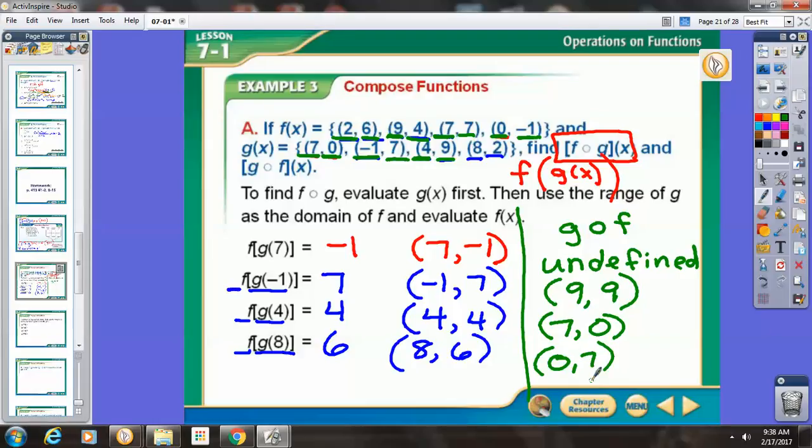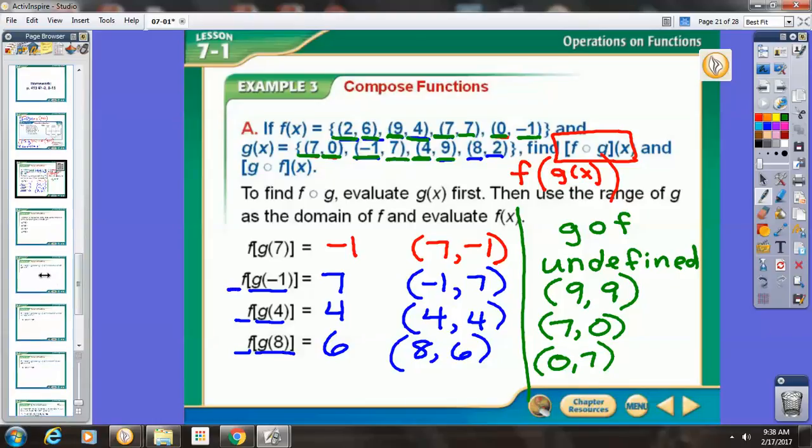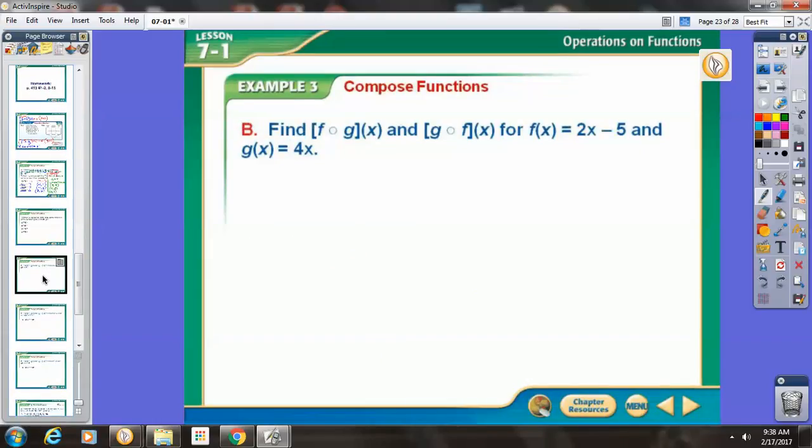I'm going to skip example B for right now. I think we'll probably have to revisit that on Wednesday when I see you guys again. Let's go to example C. So they're asking us to do two things here. The first thing they want us to do is find F composite G, and then we'll find G composite F. They're giving us two functions, f of x, which is 2x minus 5, and g of x, which is 4x.